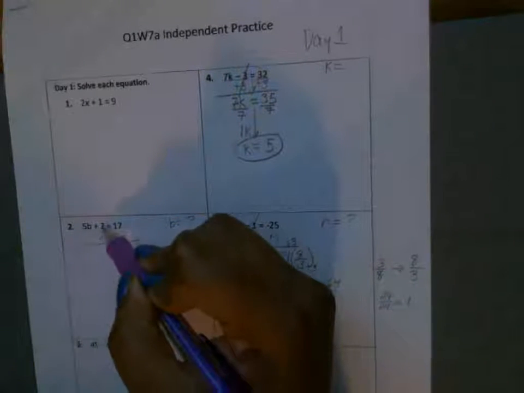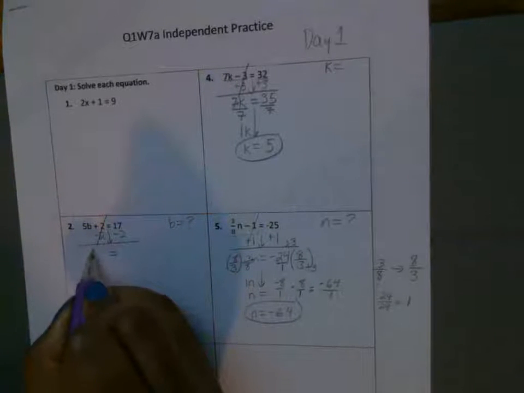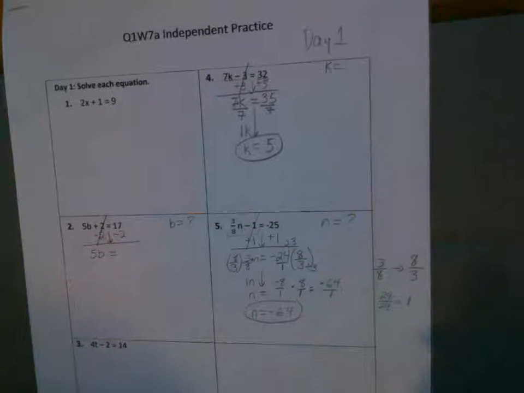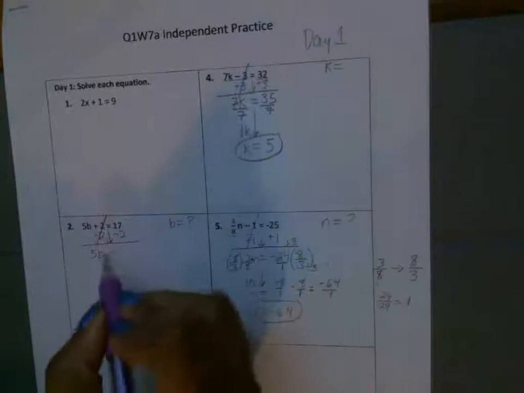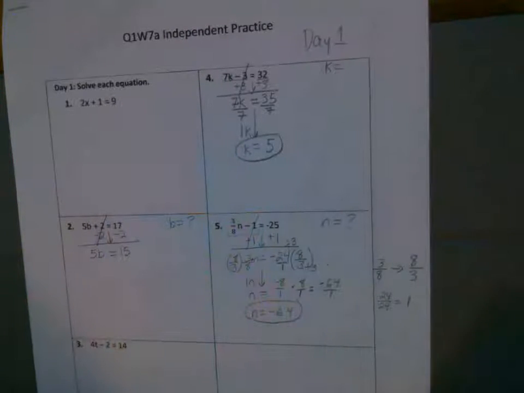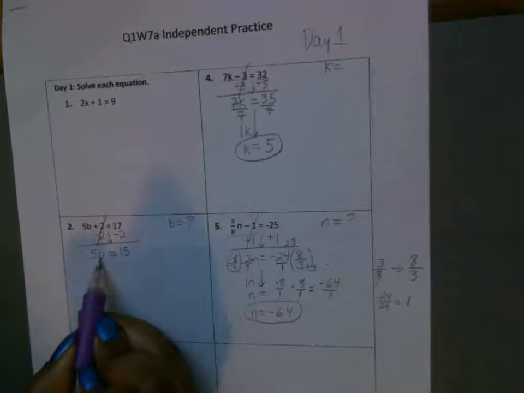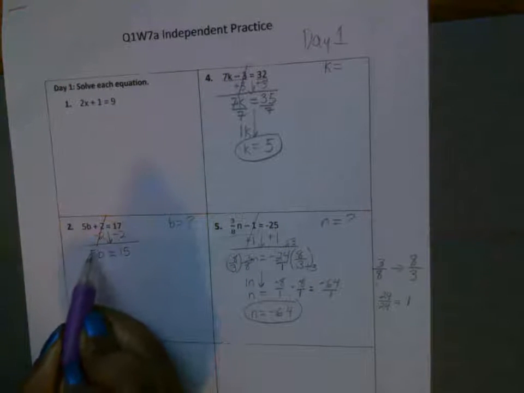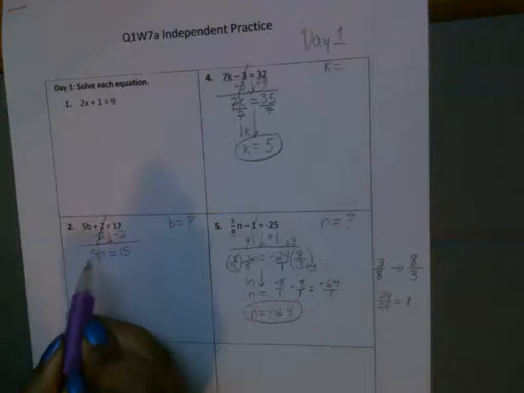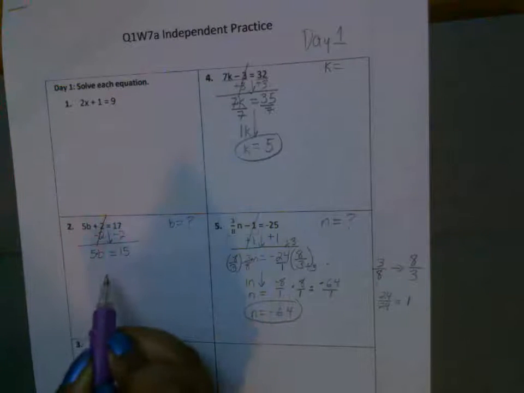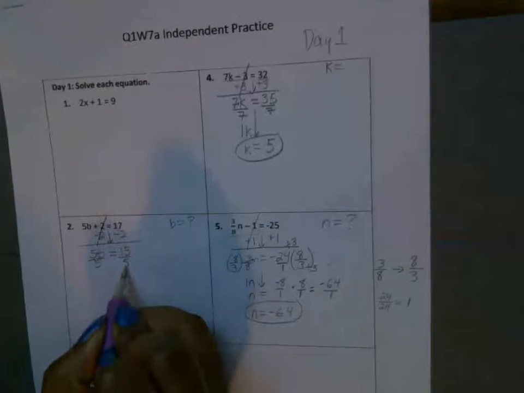When we subtract 2 here, 2 minus 2 is 0, and we're left with this 5B. On this side, we have 17 minus 2. 17 minus 2 is going to be 15. In order to get B by itself, remember the operation that's automatically between a number and a variable is multiplication. The opposite of multiplication is division. So in order to get rid of the 5, you divide by 5 on both sides.